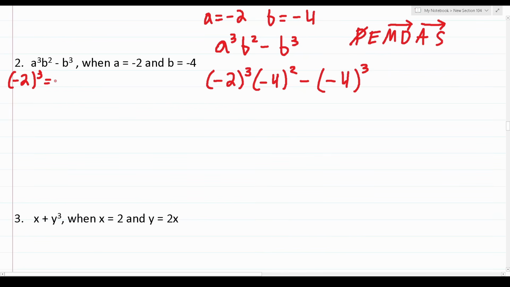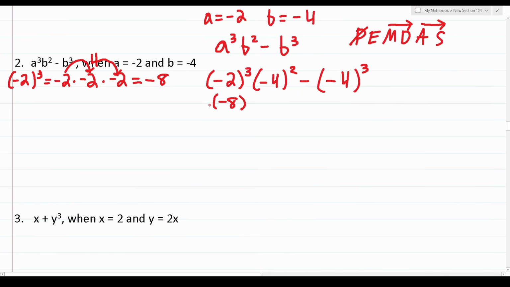So this first one is (-2) to the third. Well, that's the same thing as -2 times -2 times -2. And let's work this out step by step. -2 times -2, a negative times a negative is a positive. So -2 times -2 is +4. Then +4 times -2, a positive times a negative is going to be a negative. So that's -8. So this becomes -8.